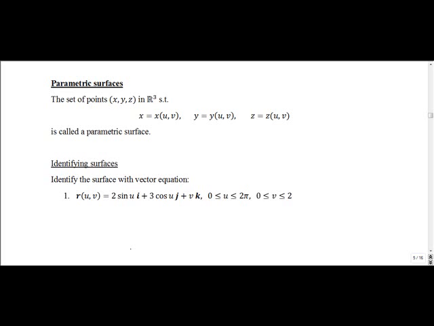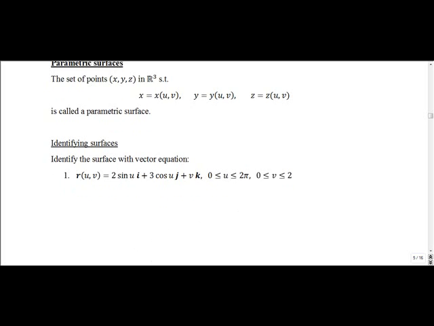The set of points x, y, and z in R3. Again, in line integrals, we're in R2. Here in R3, x is given with parameters u and v, similarly y and z. And this is called a parametric surface. Now let's try to identify some of these surfaces. What do they look like? Before, when we were doing line integrals, if x is cosine t and y is sine t, you know that this is a circle. So let us see if we can identify surfaces given these parametric equations.